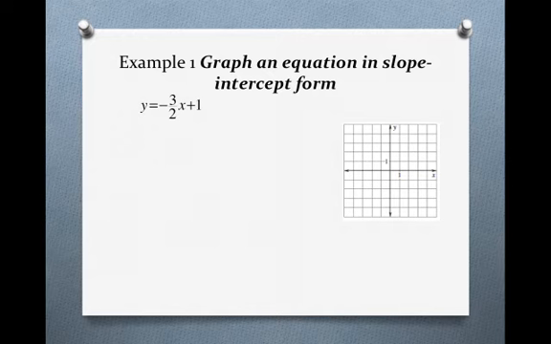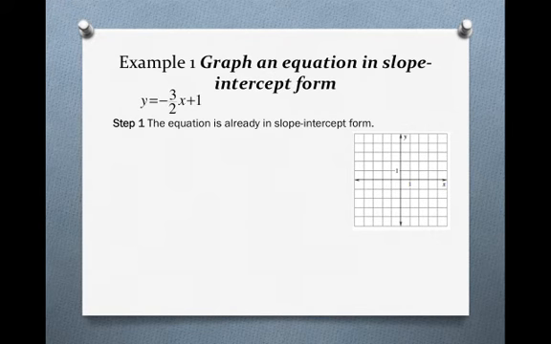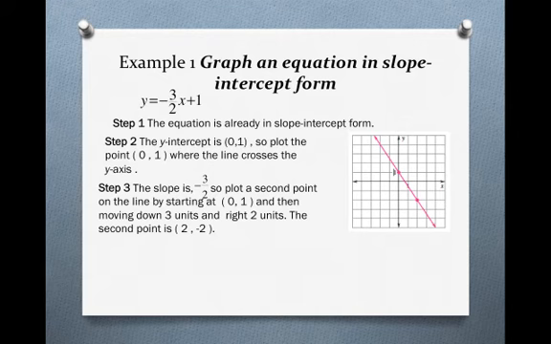For example 1, we're going to graph an equation in slope-intercept form. We are going to graph y = -3/2 x + 1. The equation is already in slope-intercept form, so we don't have to move anything or transform the equation. The y-intercept is (0, 1), so plot the point (0, 1) where the line crosses the y-axis.